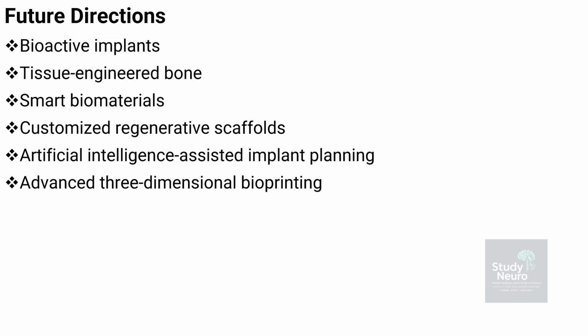Smart biomaterials and customized regenerative scaffolds may allow implants to respond more effectively to the local tissue environment, while artificial intelligence could assist with implant design and surgical planning. Advanced three-dimensional bioprinting may also enable more complex biological structures to be produced, with future research focused on combining mechanical strength, precise anatomical reconstruction, and true biological integration.